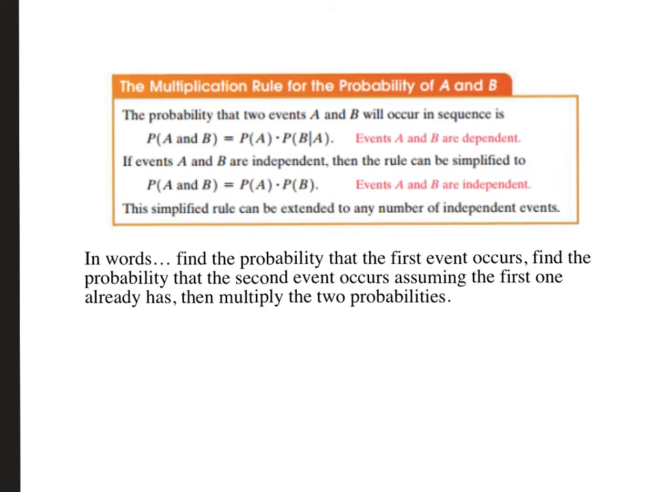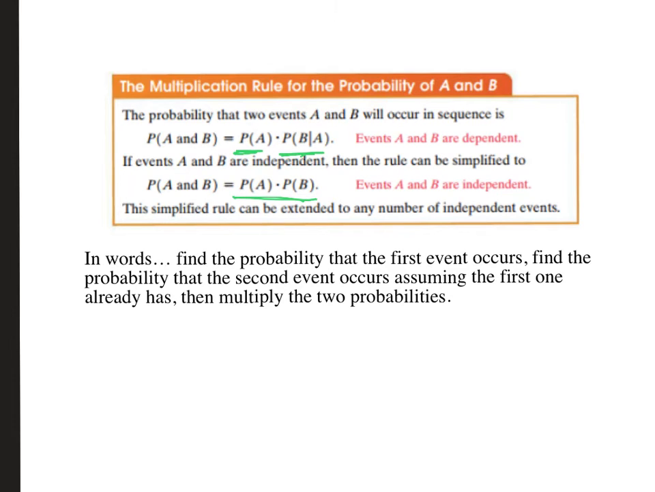The multiplication rule: the probability that two events A and B will occur in sequence. So this is going to be different than our first couple examples, where I was just looking at one specific event. Probability of A and B, we do the probability of A times the probability of B given A. And if they're independent, then it's just a nice simple, woohoo, we can just do probability of A times probability of B.